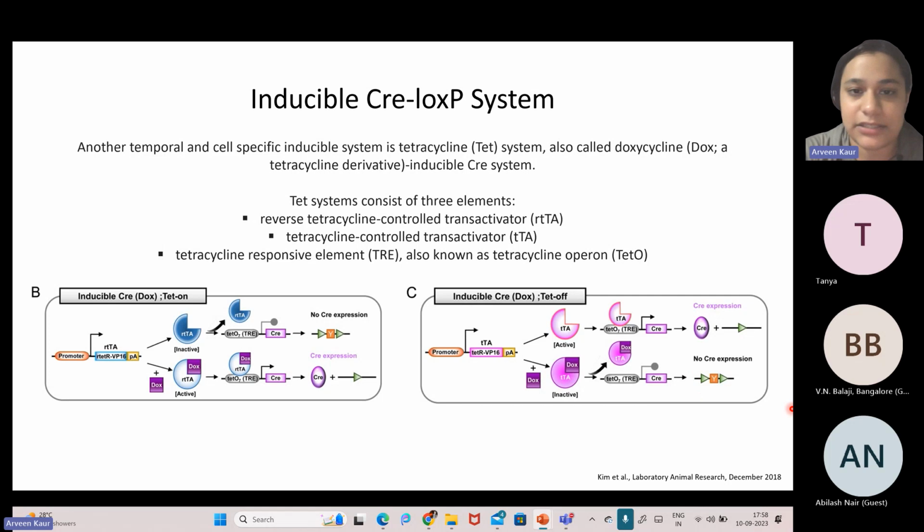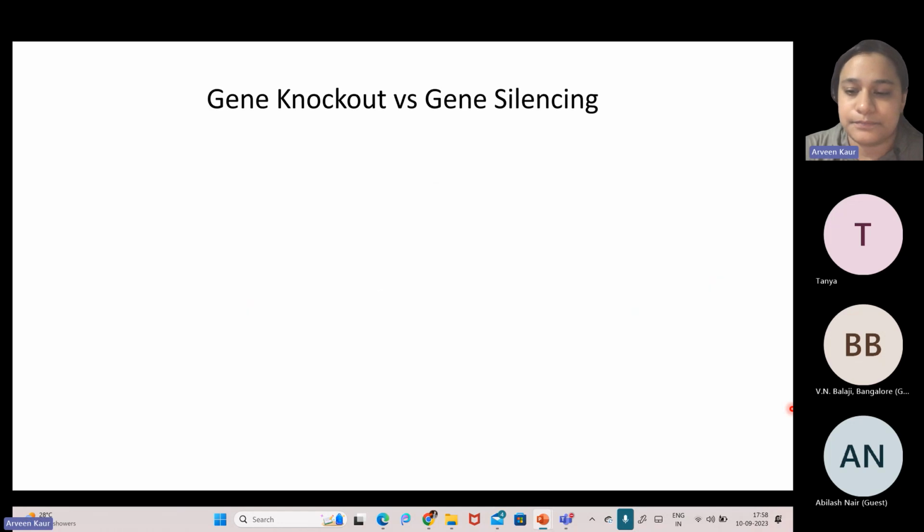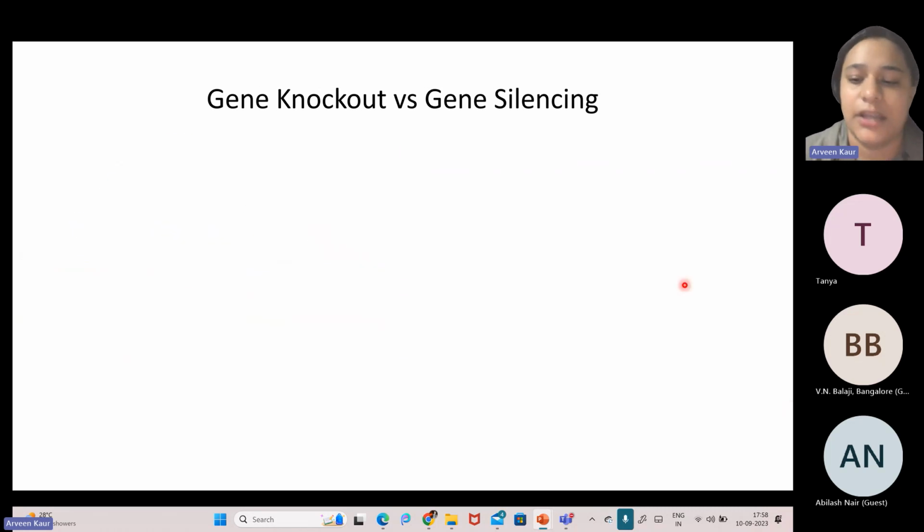Right. So this is another kind of inducible Cre-LoxP system. These are the three Cre-LoxP systems that we discussed. Okay, if we have time, we can go through this also. I think this concept I can discuss. It is one slide. After that, it is not that important also.